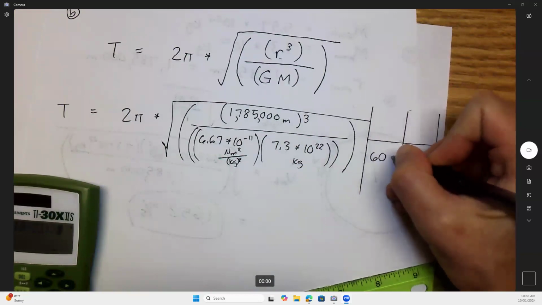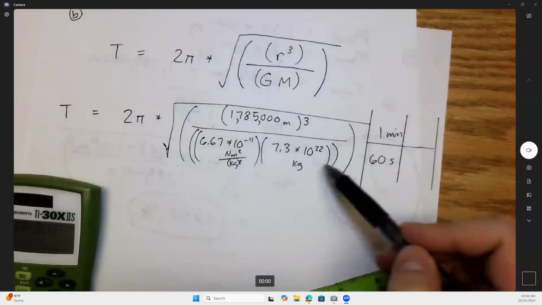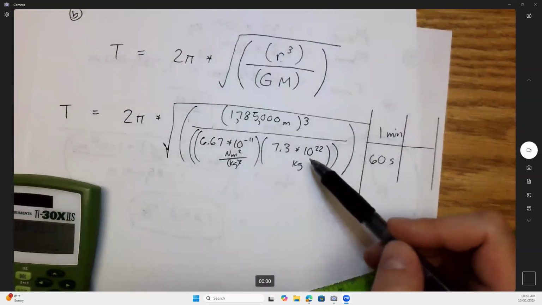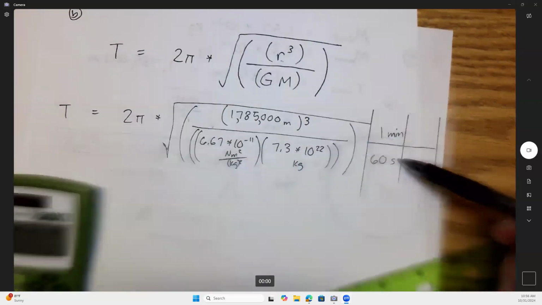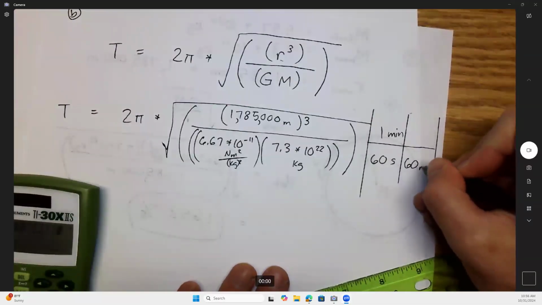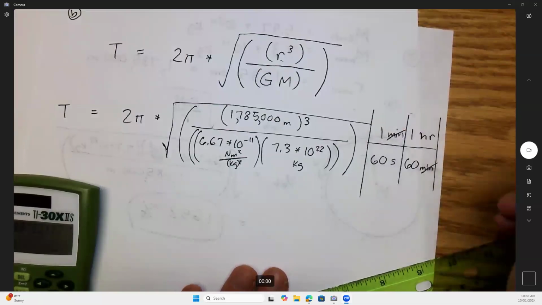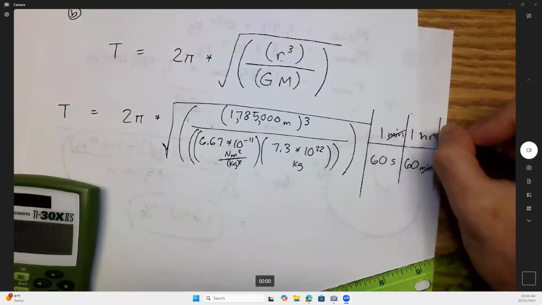Down here, there's 60 seconds in 1 minute. All these crazy units in the square root consolidate to seconds, since they cancel out with the seconds. And then minutes to hours, same thing: 60 minutes, 1 hour. Minutes goes away, and it's going to leave you with hours.